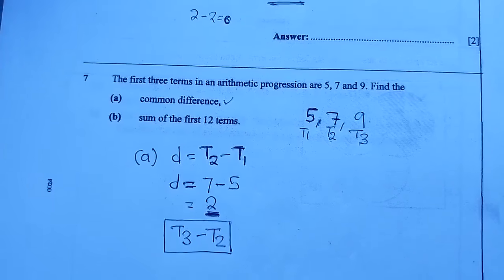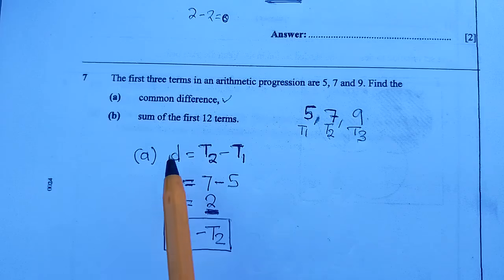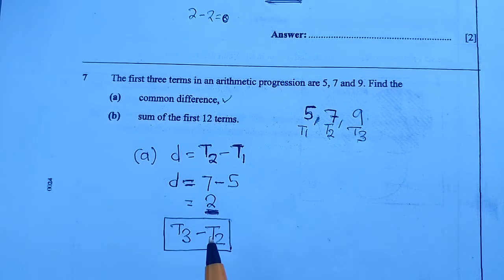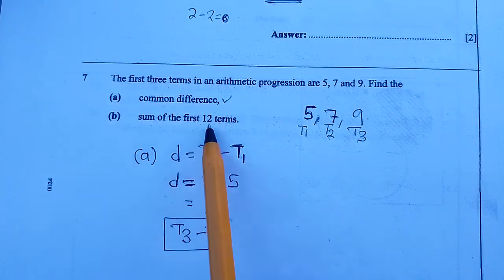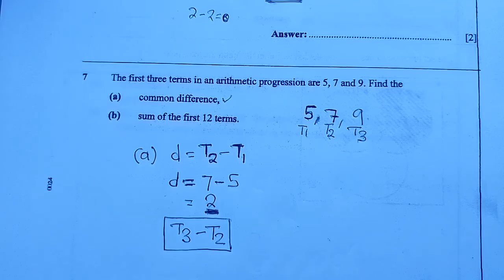So then what are we told there on the B part? On the B part, we are told to find the sum of the first 12 terms. So they want you to find the sum of the first 12 terms. So how can you find the sum of the first 12 terms? You need to know the formula.